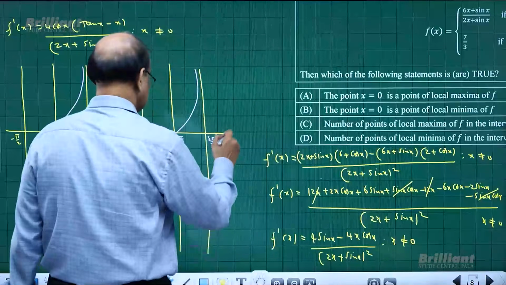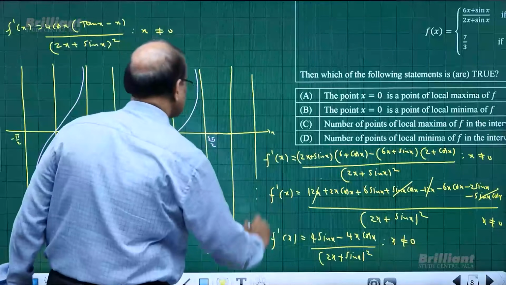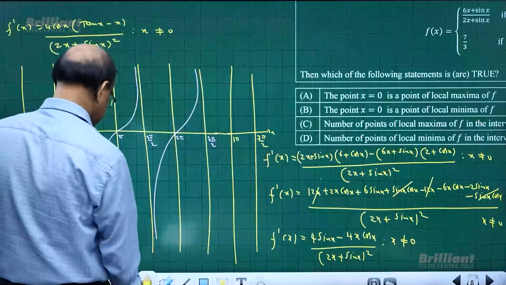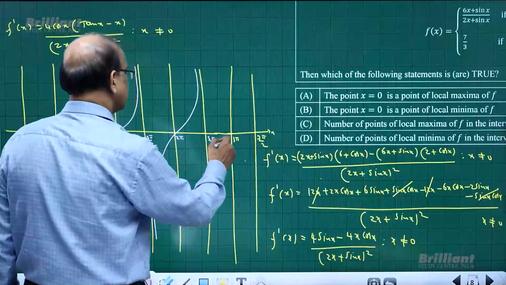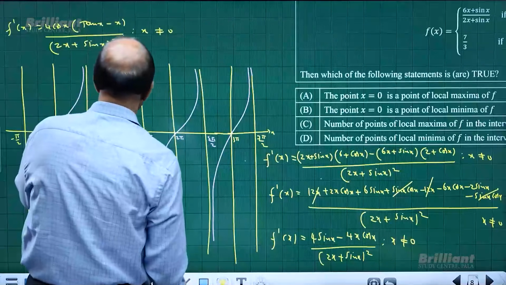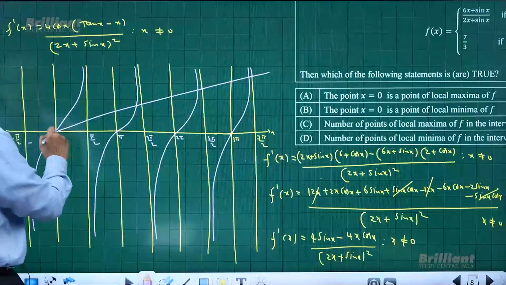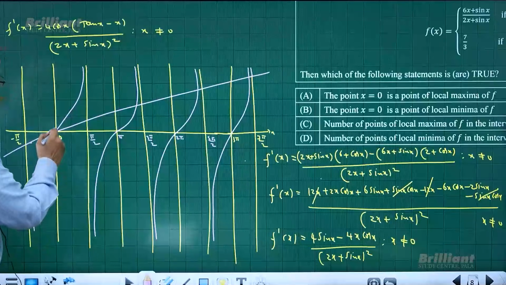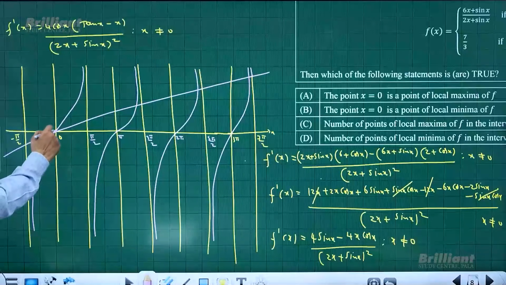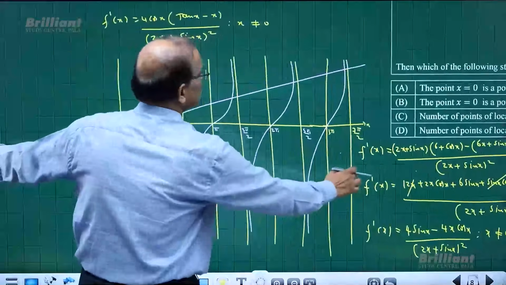So here this is 3 pi, 7 pi by 2, okay. So where it cuts, at 2 pi, 3 pi, it cuts, yes. So like this, here it is passing through the origin like this. So obviously in the neighborhood of 0, 0 plus positive, 0 minus negative, so that means it is what? Local minima.